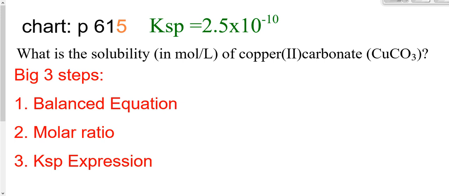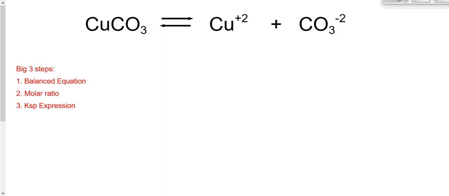How does copper carbonate ionize in water? How does it break apart? Well, the trick is listen to the name. The name is copper carbonate. So it's going to break apart to form copper and carbonate. So here's copper carbonate breaking apart to form copper and carbonate. I can see from my equation here that I've got 1 copper for every 1 carbonate.